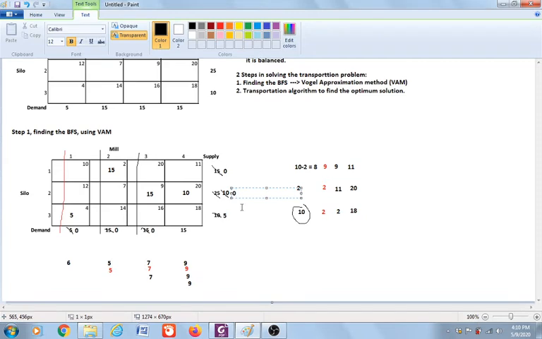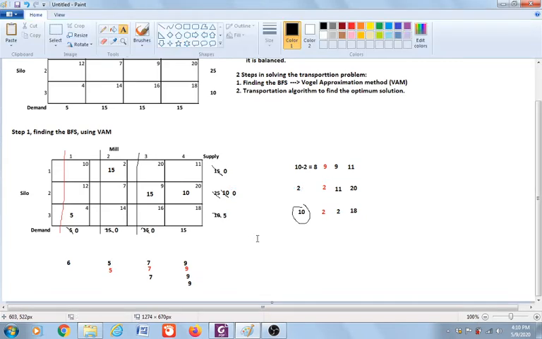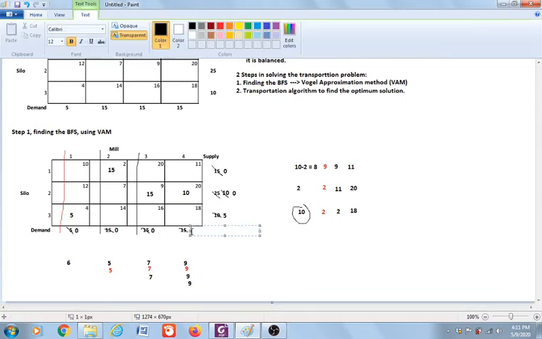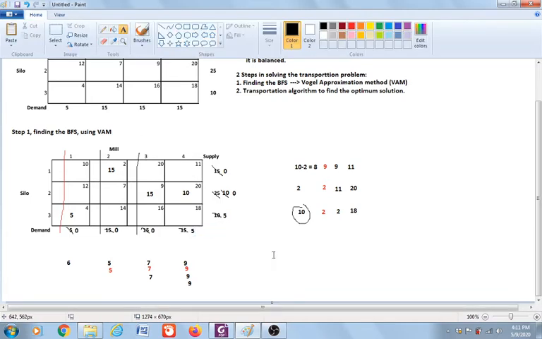Okay. And also it is 15, I give 10. So I have 5 left. Okay. So I will cross row number 2 because I satisfy it. Okay.